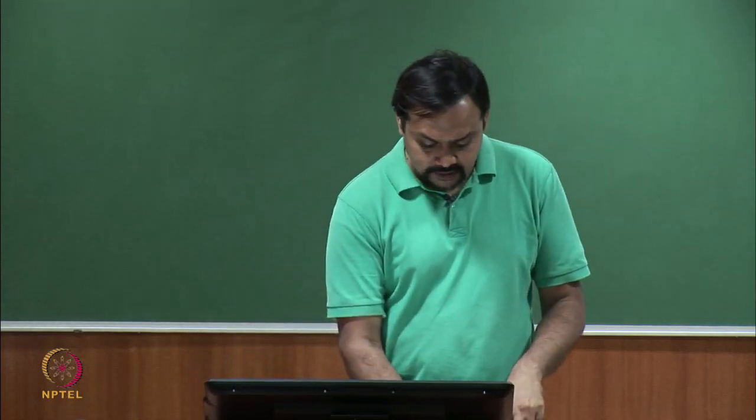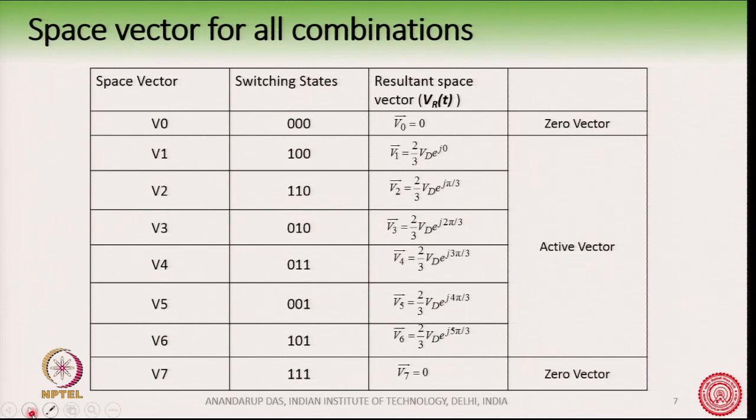Similarly, for all the other switching state combinations, we can deduce the resultant space vector, and this is shown here in this table. For example, V1 is this 1 0 0, and the resultant space vector is 2/3 Vd e^(j0). When you have switching state 0 0 0, the resultant space vector is 0. Similarly, when you have 1 1 1, the resultant space vector is also 0. For any other combination, for example 1 1 0, if you put it into the formula, the resultant space vector is 2/3 Vd e^(jπ/3).